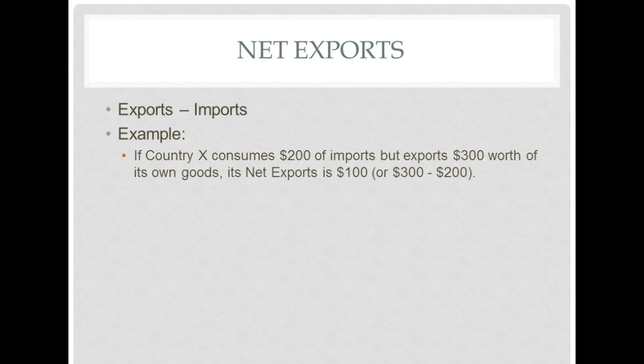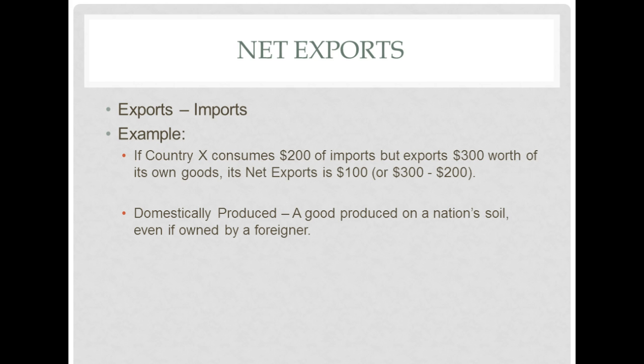Now, just to make sure that we're clear, we do need to know exactly what it means to export and import goods. And I think most of you probably have a pretty good idea of that, but we do have a very specific definition and we want to make sure we understand. To understand that, we need to understand what the phrase domestically produced means. A domestically produced good is a good produced on a nation's soil, even if it's owned by a foreigner. That is the definition that GDP uses to consider something produced domestically or produced within the nation.